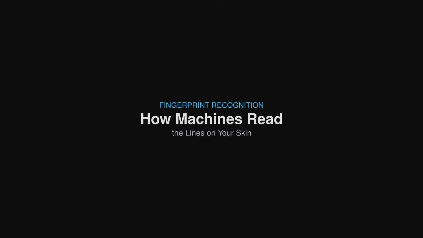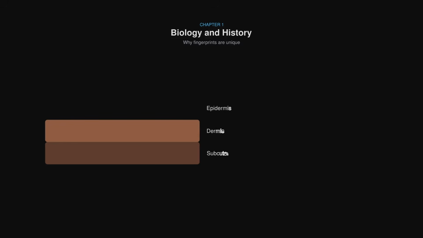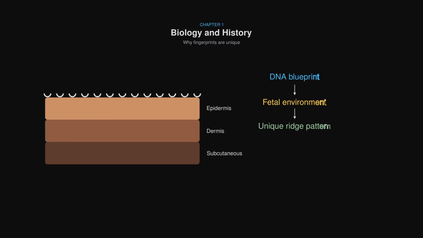A fingerprint is the topographic impression of the epidermis, the outer layer of skin on your fingertip. It consists of alternating ridges and valleys formed through a combination of genetic instruction and random environmental events during fetal development. Because even genetically identical twins experience different physical conditions in the womb, different position, different fluid pressure, their ridge patterns diverge.